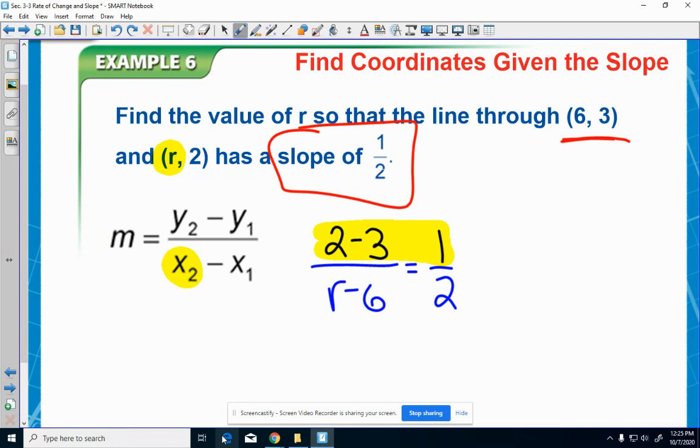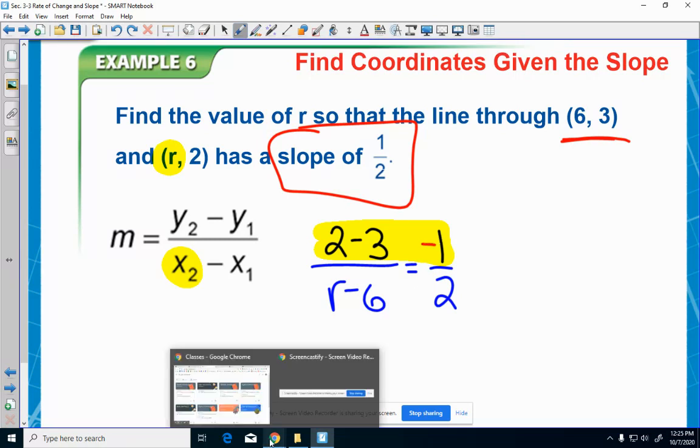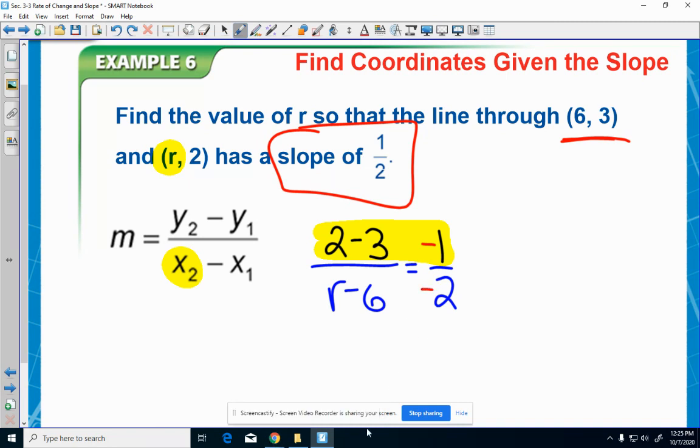It's equal to -1. So can you tell me, if this is equal to -1, this bottom one actually has to be equal to what? -2, because the two negatives will give you the positive. What number has to be here in order to get an answer of -2? 4. Very good. That number has to be a 4.